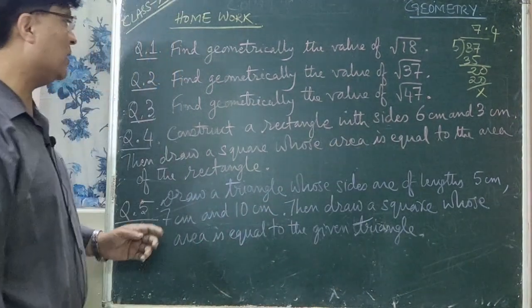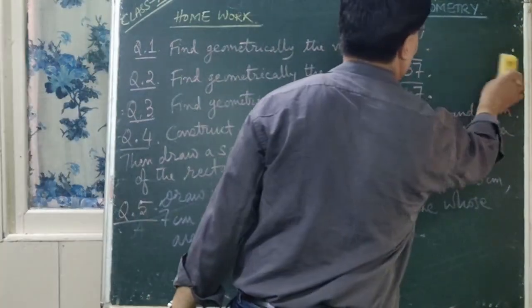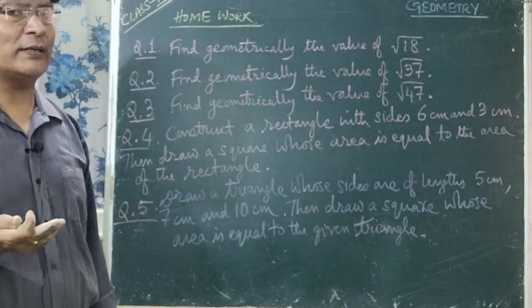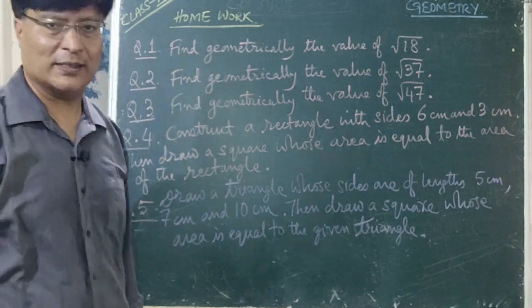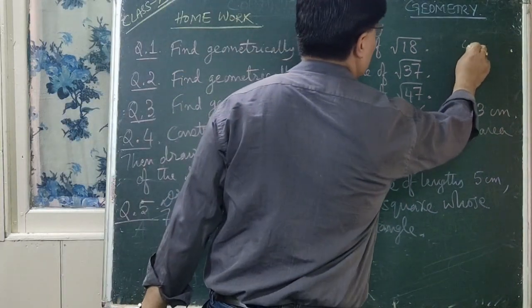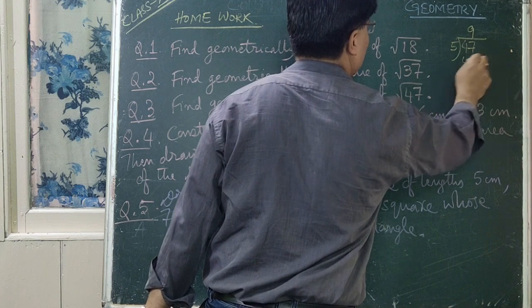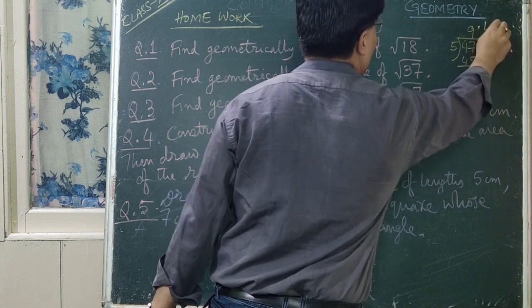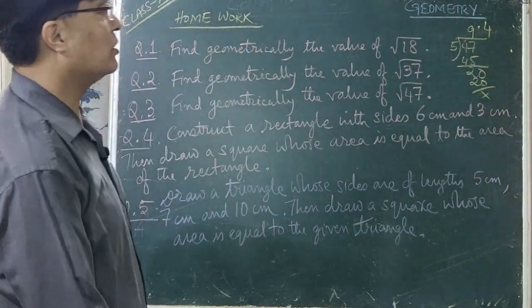In question number 3, you have to find geometrically the value of root over 47. Similarly, which two numbers are multiplied to get 47? 47 into 1, but 47 is the larger number as compared to 1, isn't it? So you can't write 47 into 1. So you have to divide this 47 by 5 again, right? 5 nines are 45, 7 minus 5 is 2, then write point 0, 5 fours are 20, right?